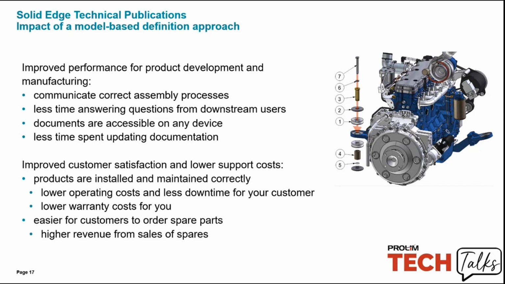For the external section, higher quality technical publications can help improve customer satisfaction and lower your ultimate cost of support. Products are installed and commissioned correctly and efficiently the first time. Products are maintained correctly. So this in itself will result in lower service costs for you and lower operating costs and less downtime for your customer, resulting in higher levels of customer satisfaction. Again, that's our main goal there, right? And it is also easier for customers to order spare parts. So this can result in higher revenue from those spare parts sales.